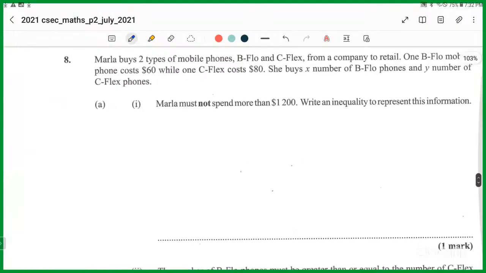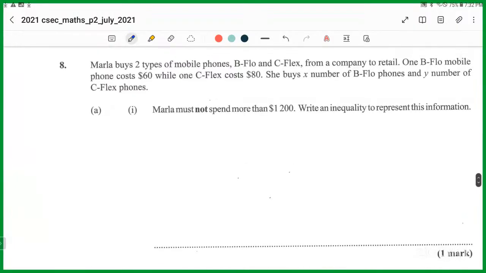Alright, this question says Marla buys 2 types of mobile phones, B Flow and C Flex. We're just gonna call them B and C for simplicity, right? The B phones and the C phones from a company for retail. So buy from a company because she wants to retail it. It says one B phone costs $60 while a C phone costs $80. It says she buy X number of B phones. So it's X B phones she buys, and she buy Y of the C phones.